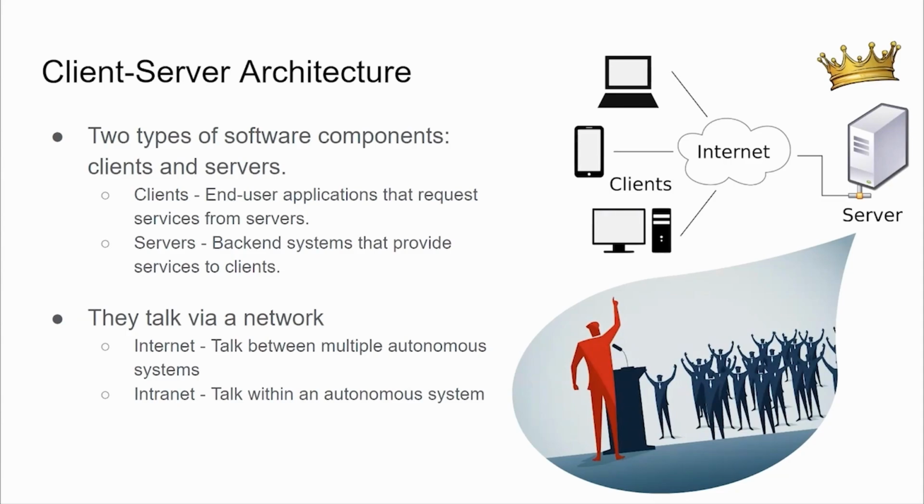In this slide, we discuss two types of network: the internet and intranet. Internet is a global network that connects multiple autonomous systems worldwide. On the other hand, the intranet is a private network within a particular organization or enterprise.